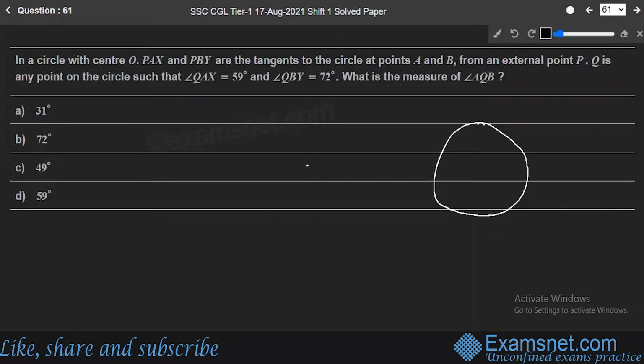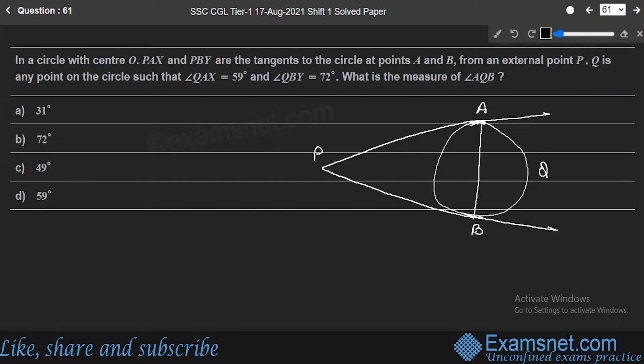Let's make two tangents first. So here is the first tangent. This is point A. And here is the second tangent. This is the point B, right? You join the points A, B. And here is a point Q such that now you are given PAX and PBY. PAX and PBY are the two tangents at A and B from an external point.